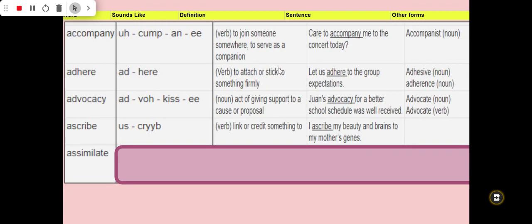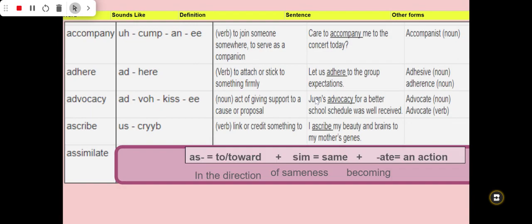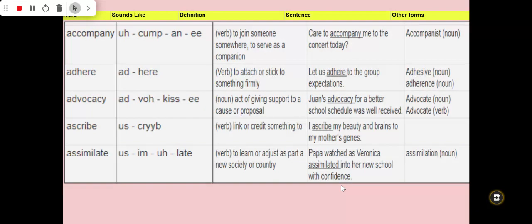And then we're going to talk about assimilate because I just had it on the other side and we broke it down. So remember, we had as, which means to or toward, sim, which means same, and ate, which means an action. And so I came up with a definition of in the direction of sameness becoming. Now that sounds really silly. That is not a very clear definition, but we could rearrange this and talk about someone who may be becoming more similar to others. And then we'd have the actual definition, assimilate.